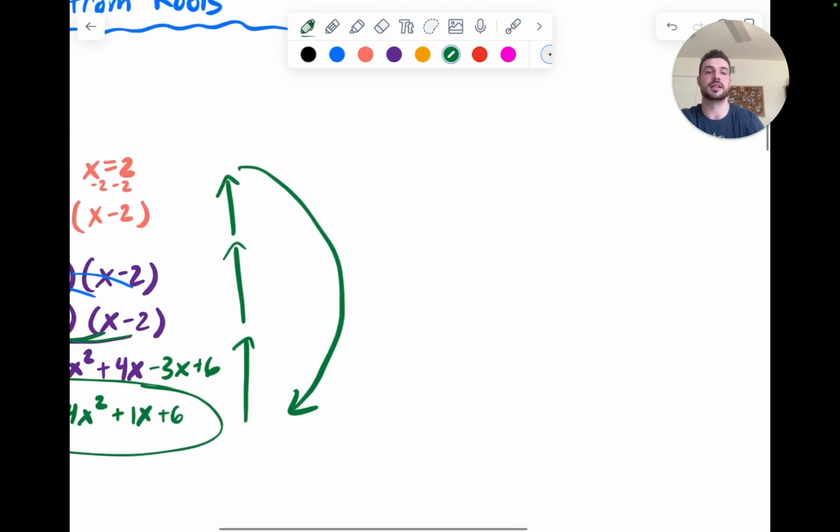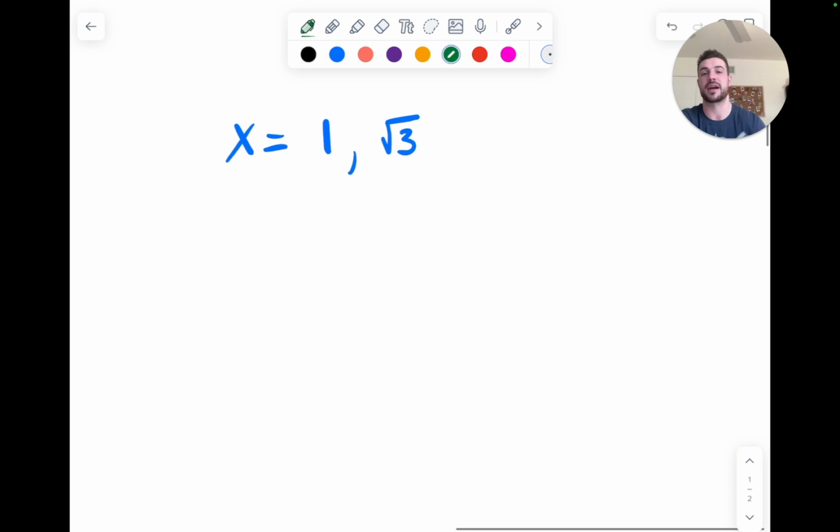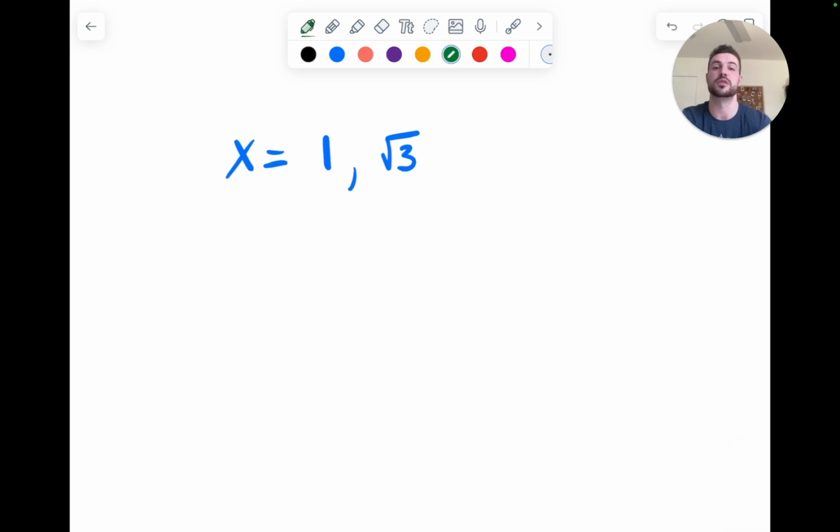Okay, so now let's look at a little bit of a different type of example. We have x equals 1 and the square root of 3. Well, one thing we need to keep in mind is every time we take the square root, we also need to include a plus and a minus. So I've got a positive root 3. I also need a negative root 3. And that is called its conjugate. It is the opposite part.